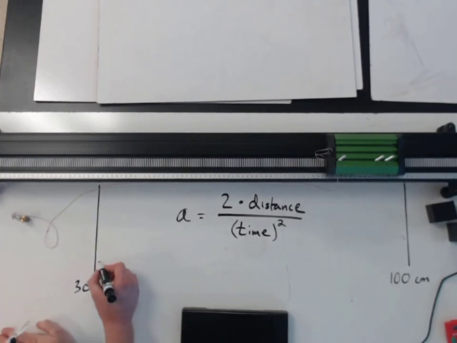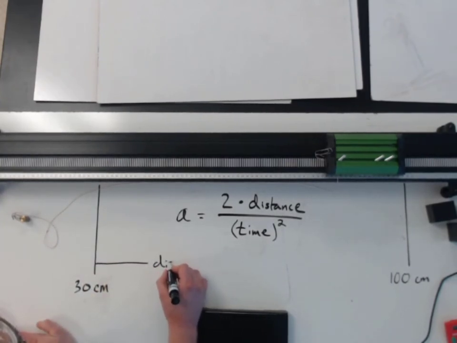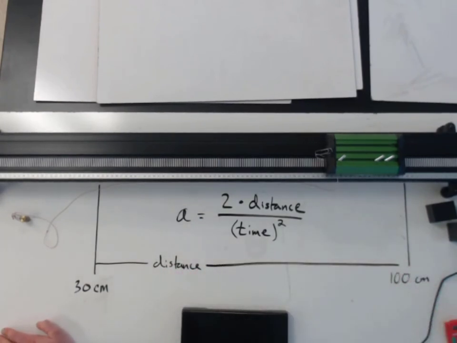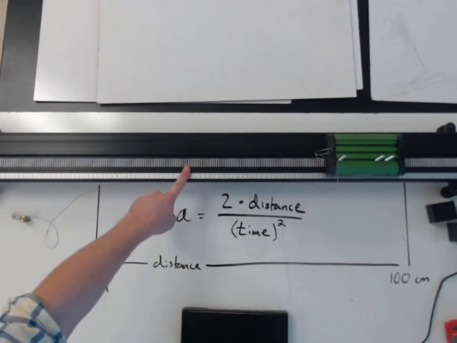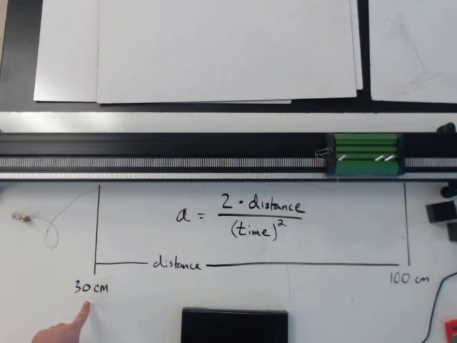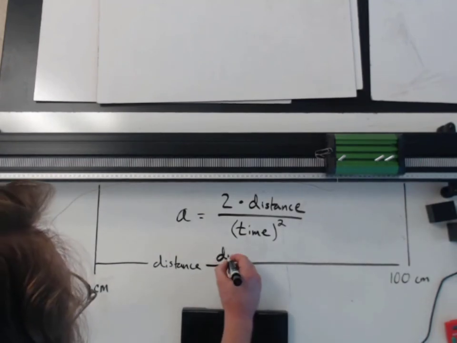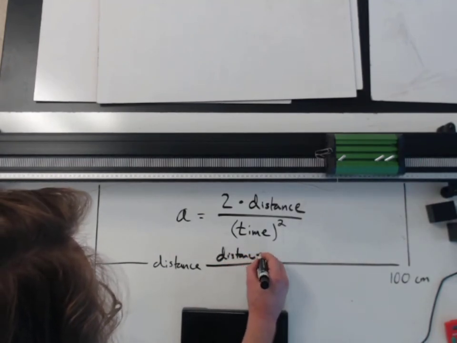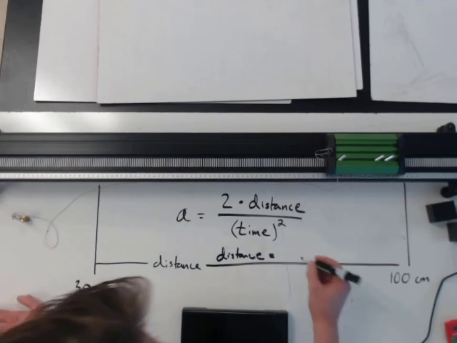I've already helped you out and showed you a distance that we'll look at. I've used the ruler on the track. There's a ruler right here. This is the 30 centimeter mark. This is the 100 centimeter mark. So that means our distance in between is going to be equal to 70 centimeters.